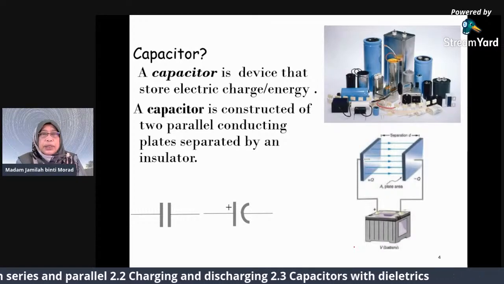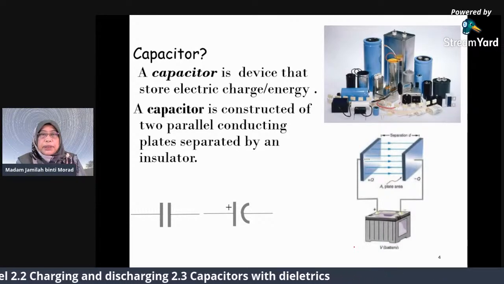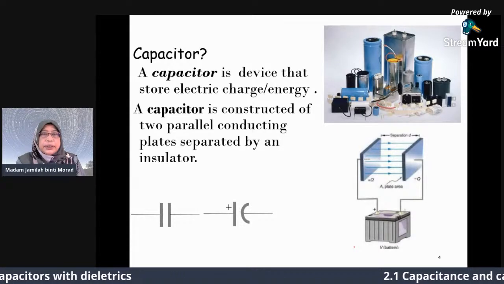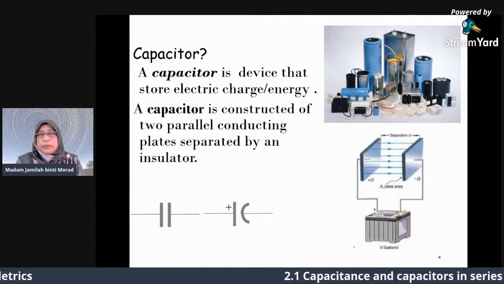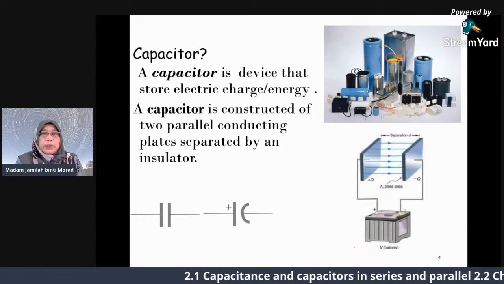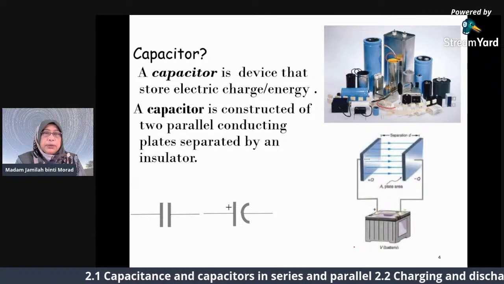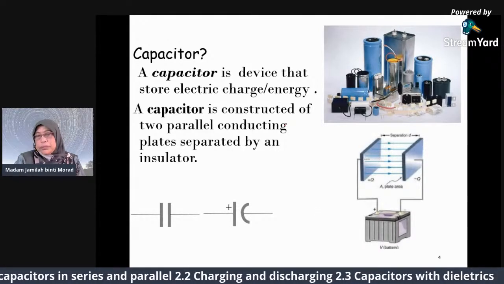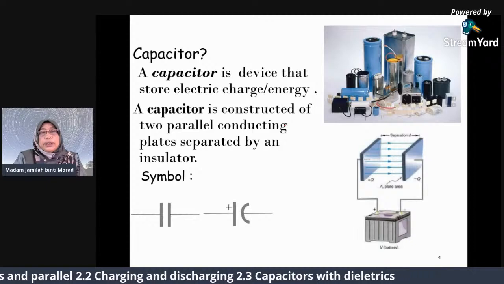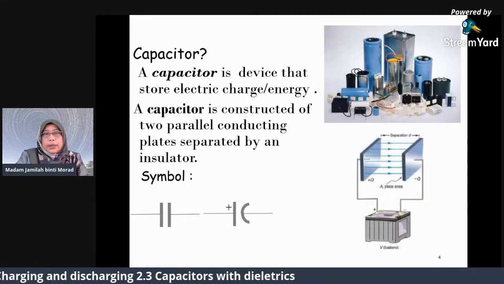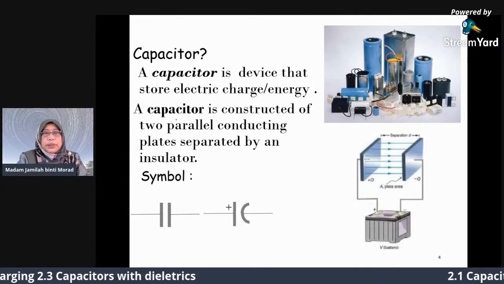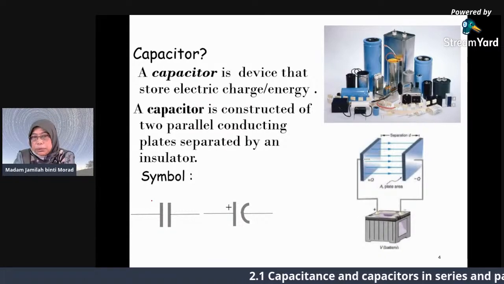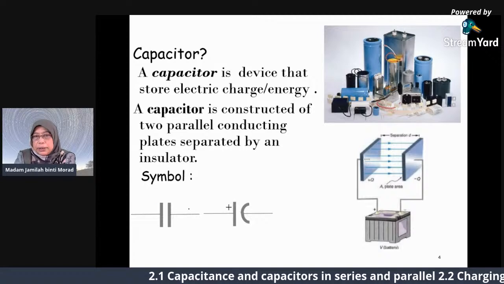A capacitor is constructed of two parallel conducting plates separated by an insulator. This is the simplest form of the capacitor. It can be in cylindrical or spherical form, but here we look into the two parallel plates only. For our syllabus, we look into two parallel conducting plates. The symbol used when you draw the circuit diagram, this is the symbol to be used for a capacitor. Normally we use the one on the left hand side.